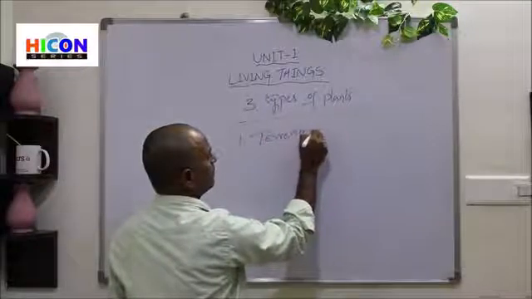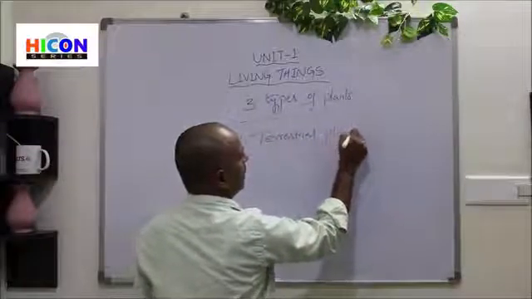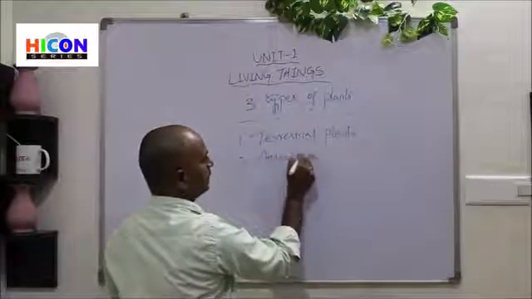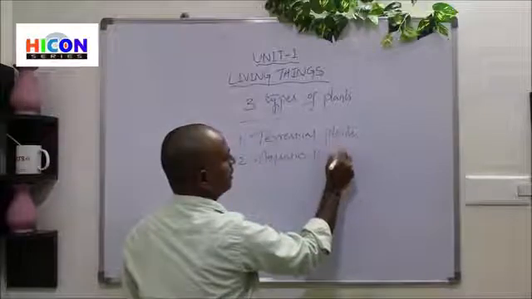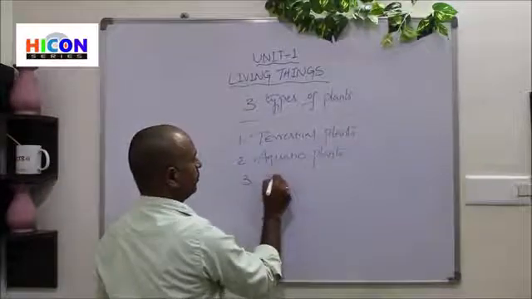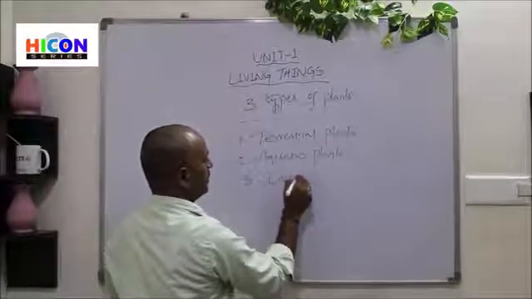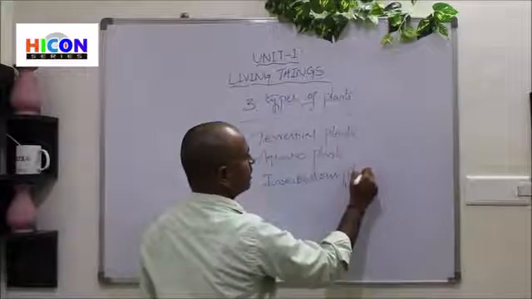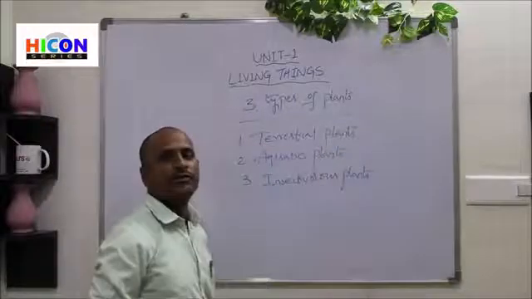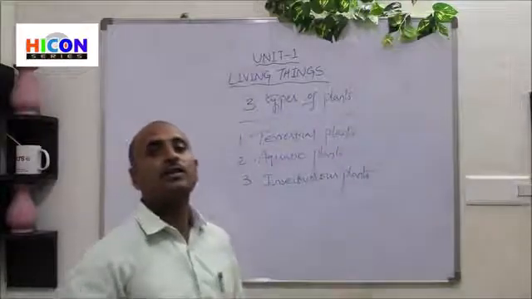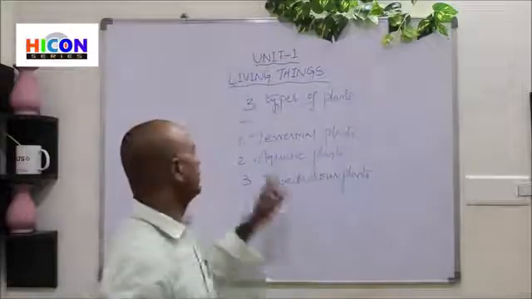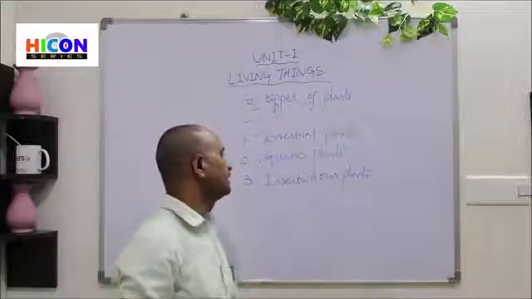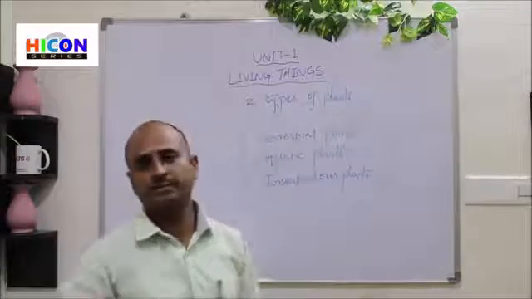Terrestrial plants. And the second one is aquatic plants. And the third type of plants are insectivorous plants. So these are the three types of plants which are divided on the basis of their habitations: terrestrial plants, aquatic plants, and insectivorous plants.